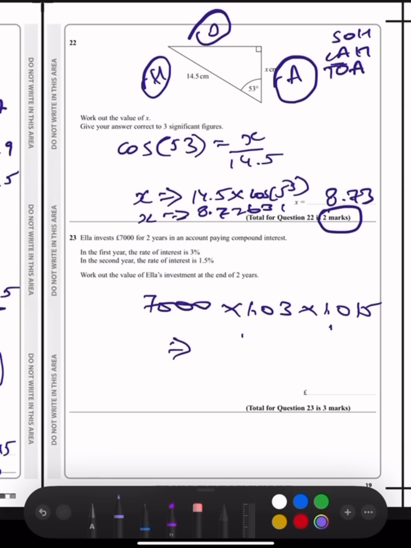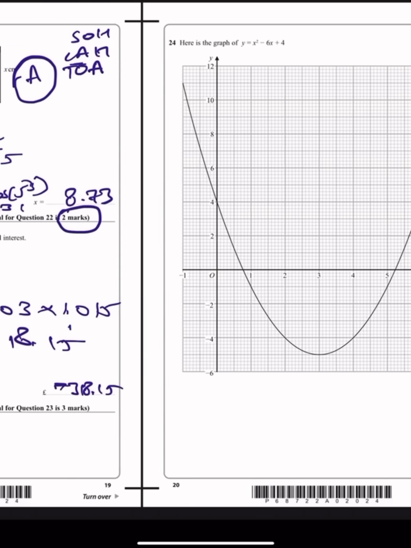So for this one, we do 7,000 into 1.03 into 1.015. That gives us an answer of 7318.15, and that will be your answer. Moving on to the next one, 3 more questions.